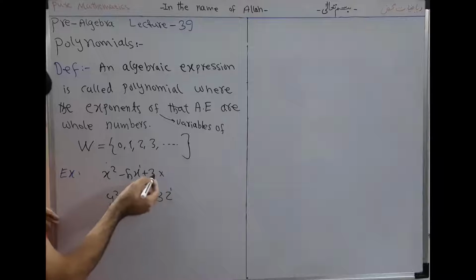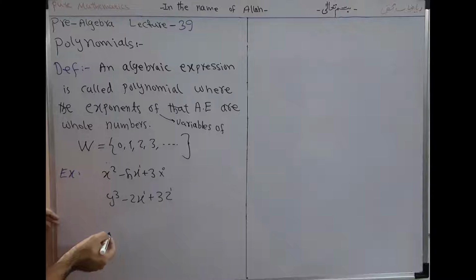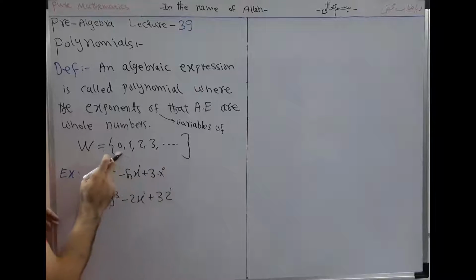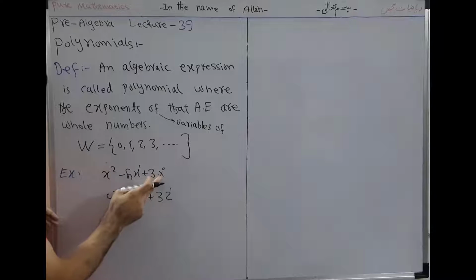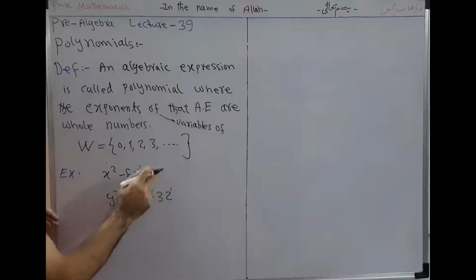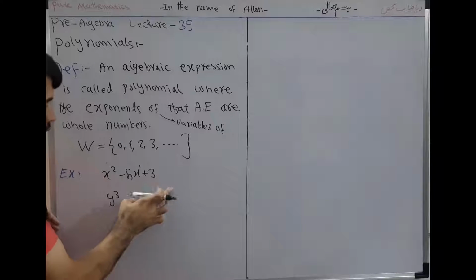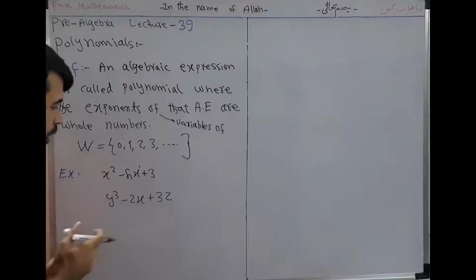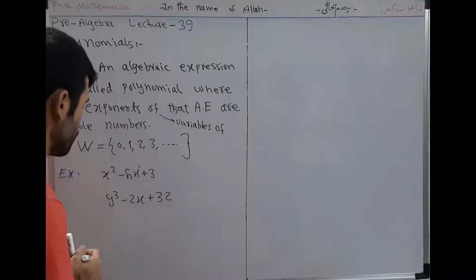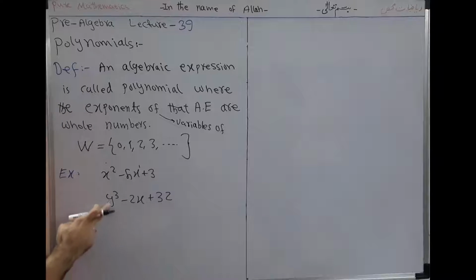Also here is 2, 1. Here we don't have a variable, so we can write 3 times x to the power 0. Therefore 0 belongs to the whole numbers. Therefore the exponent of the variable here is 0. We do not want to write it, we can just write 3. Y cube minus 2x to the power 1. If the power is 1, it is better not to write it. It is also a polynomial.